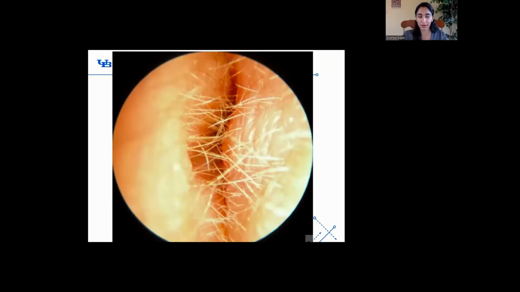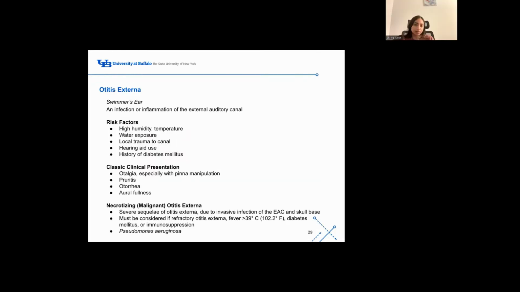So what do we see here? Her external auditory canal is really inflamed, so much so that you can't really even see the TM. Exactly. So what are we guessing this probably is? Otitis externa. This is otitis externa. It's also commonly called swimmer's ear, and it's an infection or inflammation of the external auditory canal.